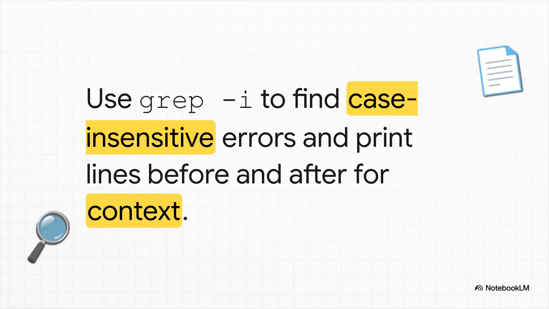And when you do find that specific error message, you don't want to fly blind. If you just grep the word error, you only see that single line. Instead, add -A2 and -B2 to print the 2 lines before and after the match. Throw in an -i to make it case insensitive, and boom, you have the exact context of what happened right before the crash. It is a total lifesaver.